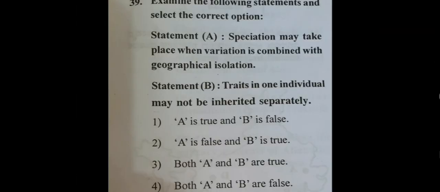Examine the following statements and select the correct option. Statement A, speciation may take place when variation is combined with geographical isolation. Yes, this is right. Statement B, traits in one individual may not be inherited separately. This is wrong. They can be inherited separately. A is true, B is false. First option is the right answer. The fluid that protects the developing embryo is amniotic fluid. Fourth option is the right answer.